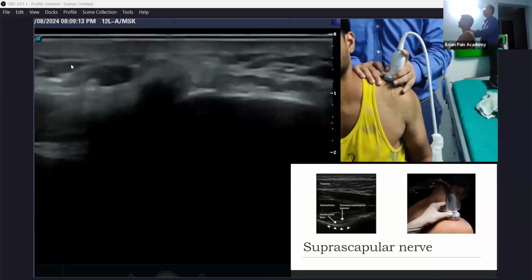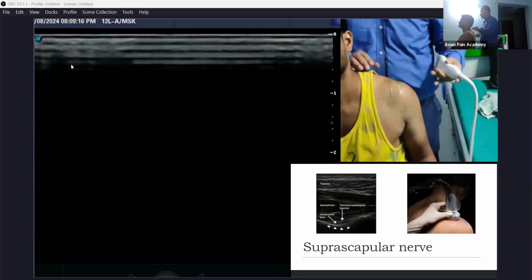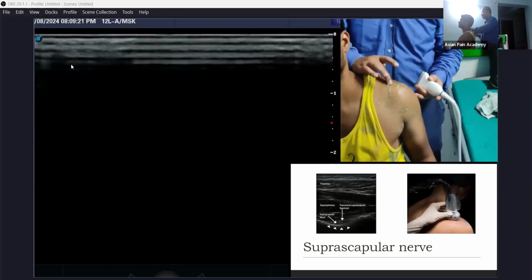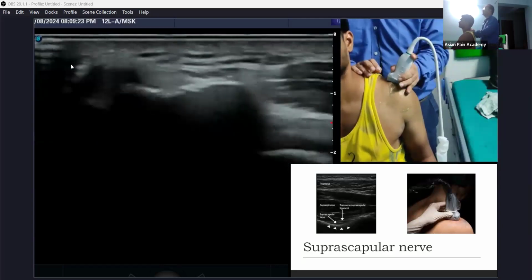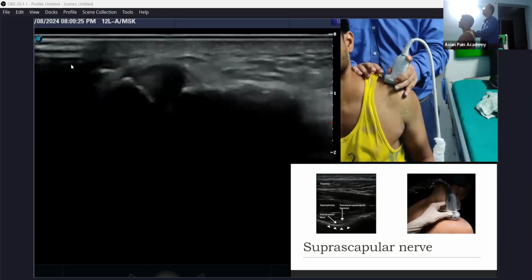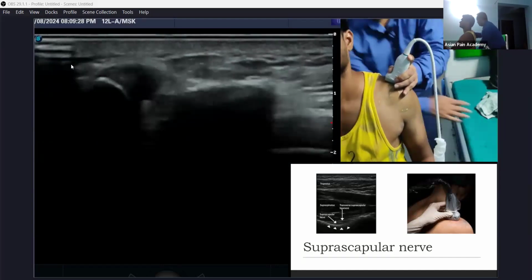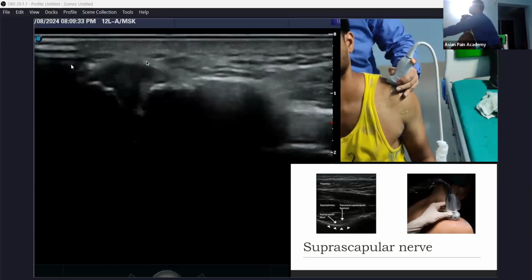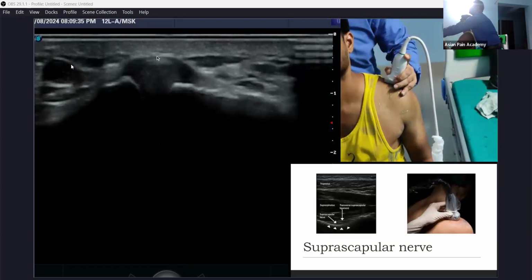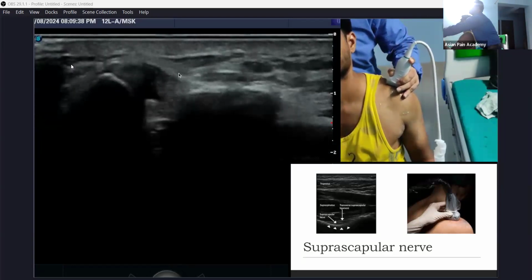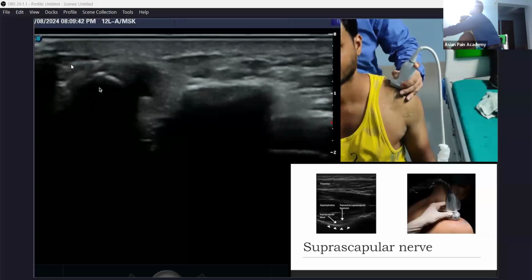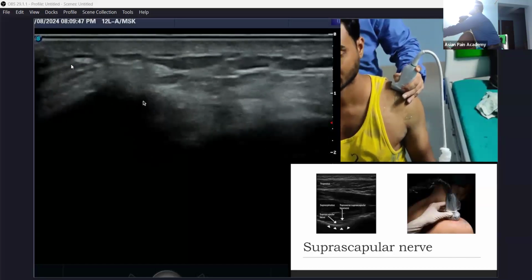So this is the acromioclavicular joint. Simply, I can palpate the clavicle, and as soon as I come here, I see the acromioclavicular joint. The upper part is the joint capsule. This side is the acromion. The medial side, left side, is the clavicle, and right side is the acromion. And this is the joint, and this is the capsule.